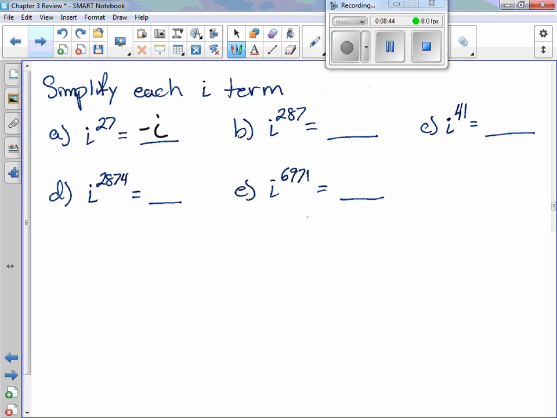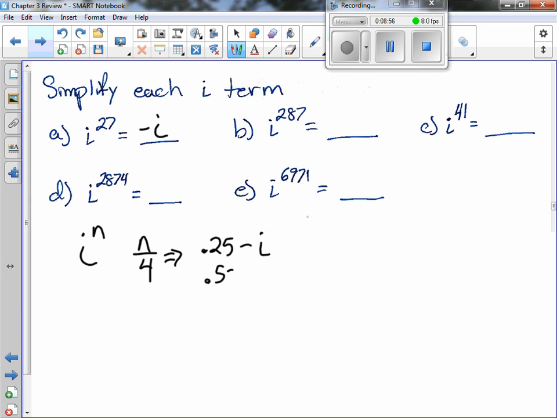So how did we determine i? Well, we took i to the nth power. We take n and divide it by 4. If we get 0.25, it is i. If it's 0.50, it's -1. If it's 0.75, we get negative i. And 0.00 is 1.